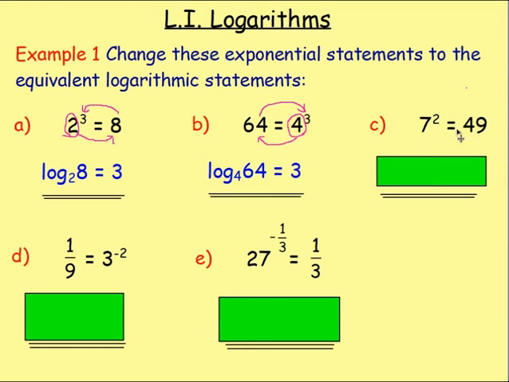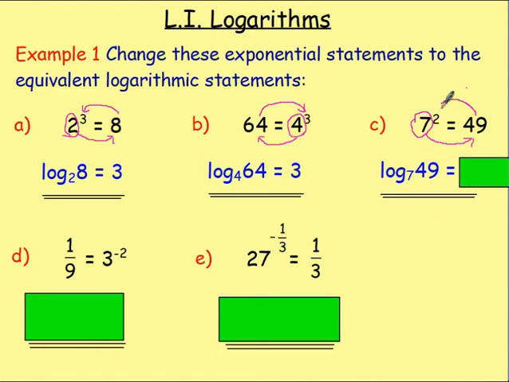Next one, 7 to the power of 2 equals 49. Rewriting this in log form, start with the base, look for the part with the index. There's our base there, that's 7. So we're going to have log base 7. After that, draw a line at the bottom to the other side, and we've got 49. So log base 7, 49, equals, and if you draw a line at the top, across at the top, we've got 2. So that will equal 2.